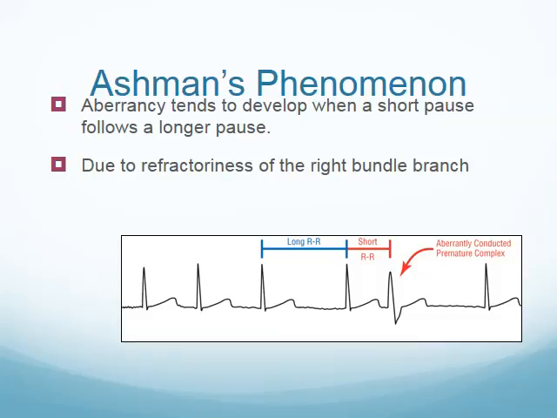It's seen here. The beat with the red arrow pointing to it is a fair bit wider than the previous complexes, and that's the reason for it. Those ventricles aren't fully repolarized, and they receive that next stimulus from above, and it just takes longer to travel down the right bundle branch. This is known as Ashman's phenomenon. It is a diagnostic criterion for atrial fibrillation.